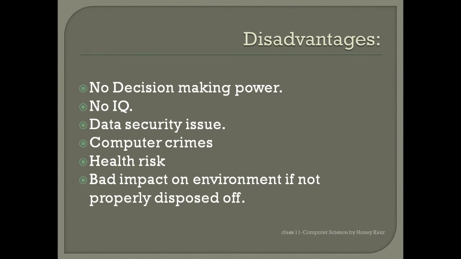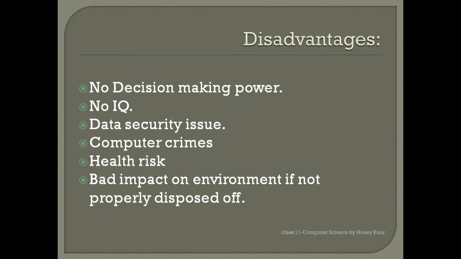But it has some disadvantages also. The very first disadvantage is no decision making power. क्यों? क्योंकि कंप्यूटर का अपना ब्रेन नहीं है. वो वही करता है जो एक ह्यूमन बीइंग ने उसमें प्रोग्रामिंग के थ्रू इंस्ट्रक्शंस डाली हैं. So computer doesn't have its own brain. The second disadvantage is the same, it doesn't have IQ because there is no brain.